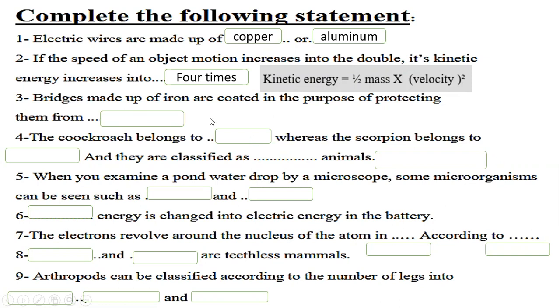Bridges made of iron are coated for the purpose of protecting them from, yeah, we coat or paint the bridges made of iron, yes, to protect them from rust.